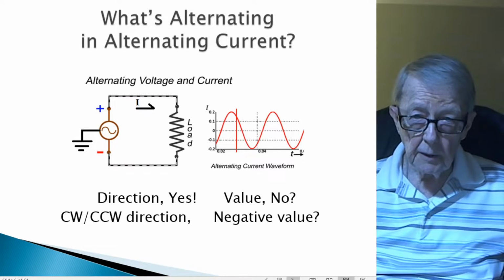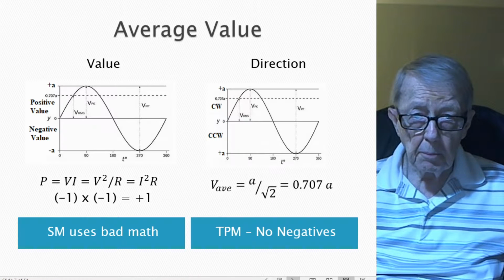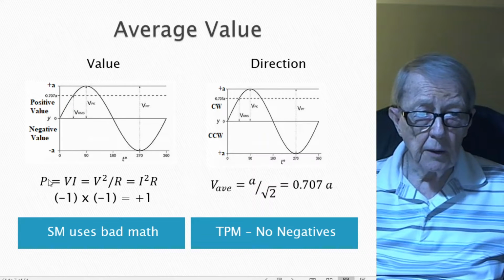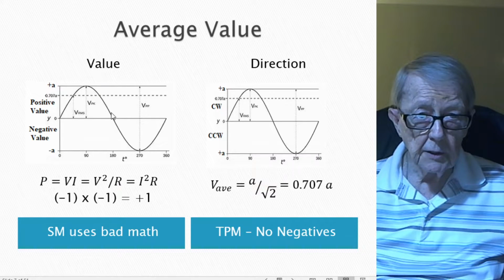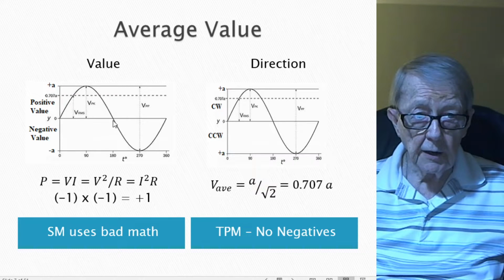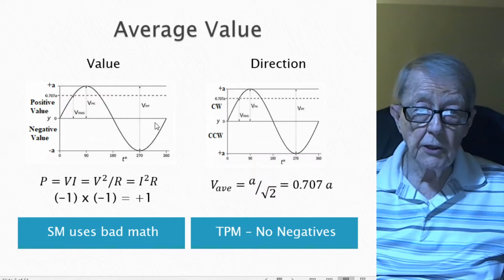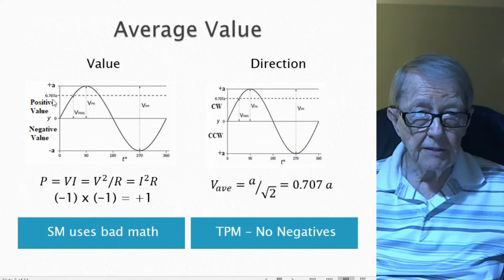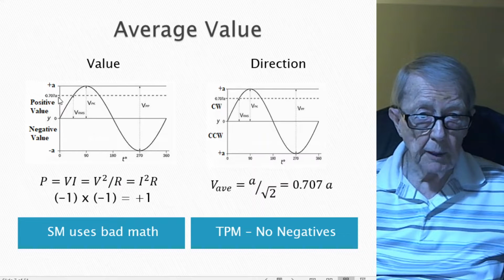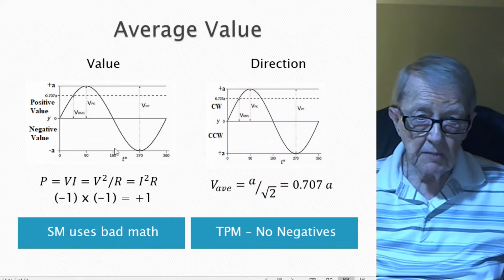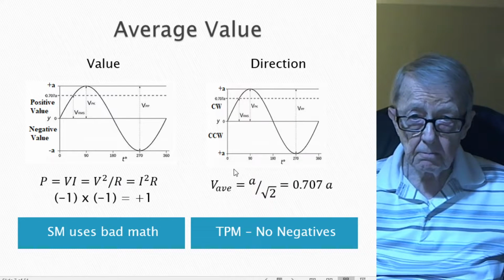And this is part of the problem with the math. Well, again, they use power, and so they multiply volt times current, and everything comes up positive. A positive voltage times a positive current gives you a positive number, and you take a negative voltage times a negative current, you get a positive number. And when they average that out, you get 0.707 times the peak. In this case, the peak here is A and minus A. That's how they come up with it.